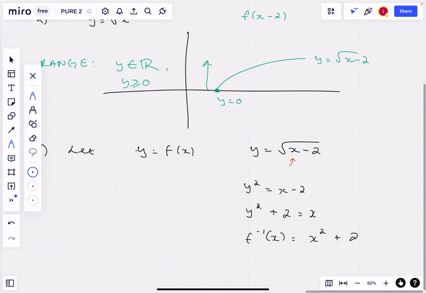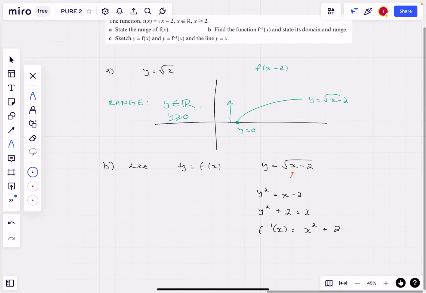We don't have to draw it again to know the domain and range. The range of f minus 1 is the domain of f(x). Did I just say the same thing twice? Domain of f(x) is range of f minus 1. Range of f(x) is domain of f minus 1. That's the rule.